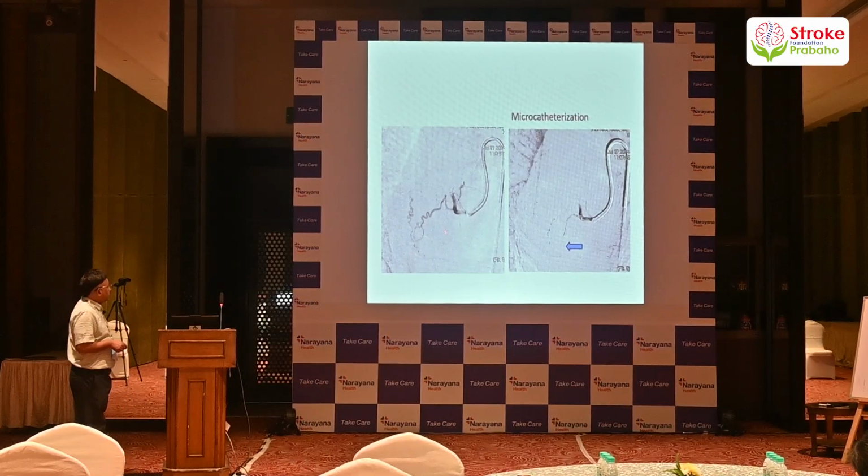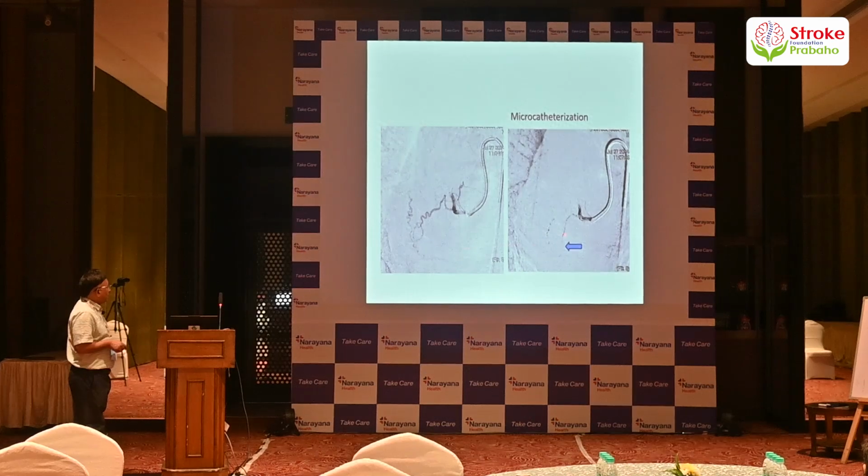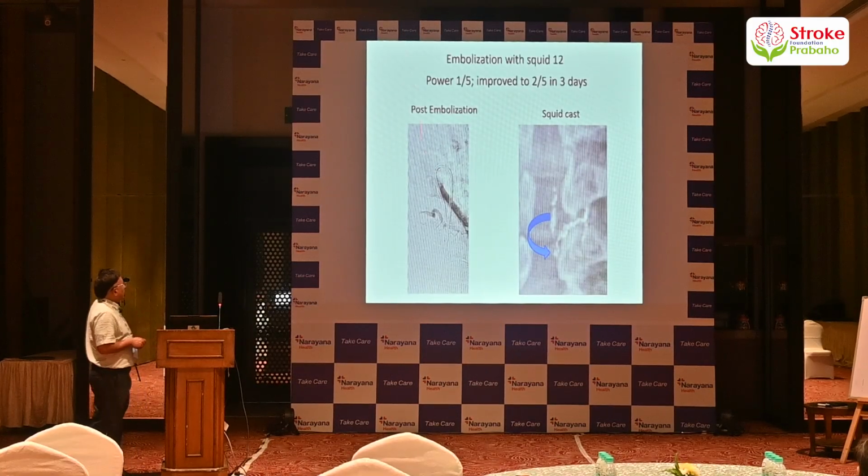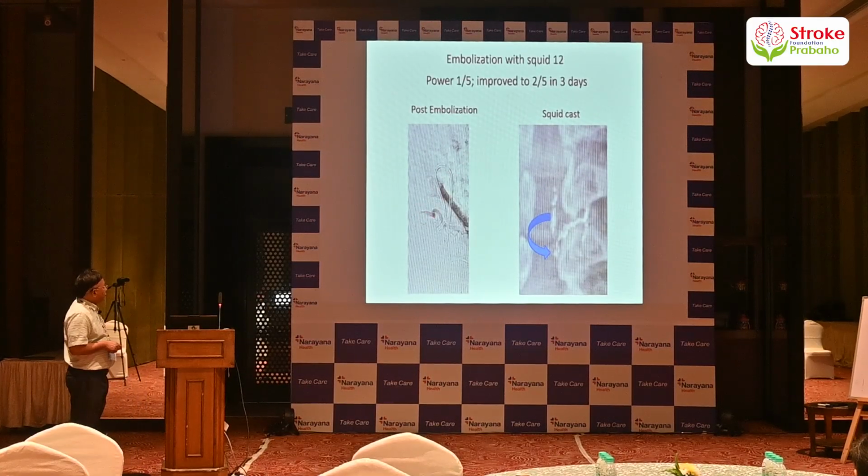So this is the site of treatment, the site of fistula. We can place the microcatheter up to here, and we occluded this fistula. This is the squid cast, again with the squid. So this is the site of fistula. This is the perimedullary vein, this is the foot of the vein, and this is our radiculomeningeal artery. So this squid is exactly lying at the site of fistula and the proximal part of the vein. So this is the squid cast, and here power improved from 1/5 to 2/5 in 3 days.